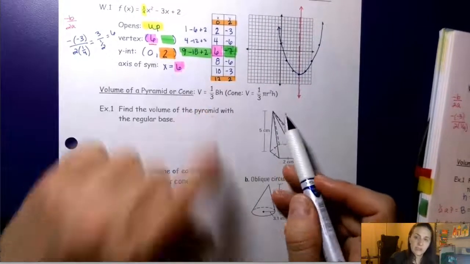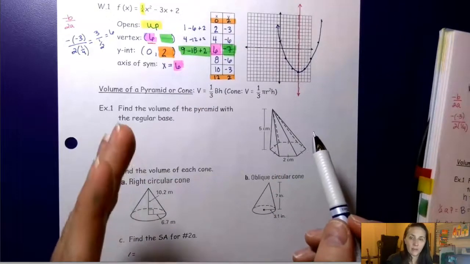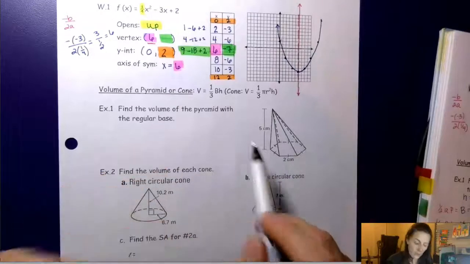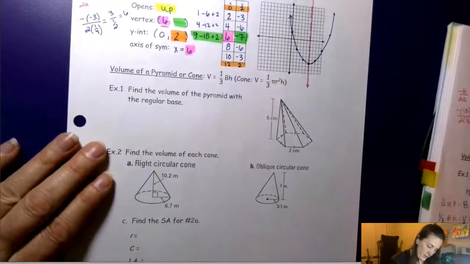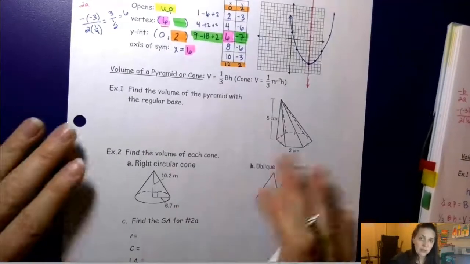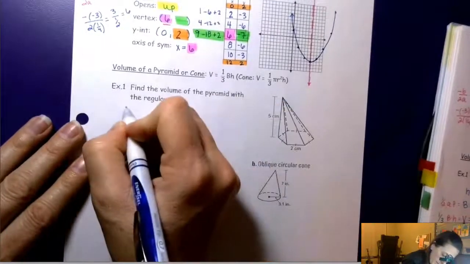Because it meets in a point, just like the surface area, where we had to take half on cones and pyramids, we have to take a third on the volume. So find the volume of the pyramid here with the regular base. We've been doing a lot of letters to the side. For volume, I need height and base.